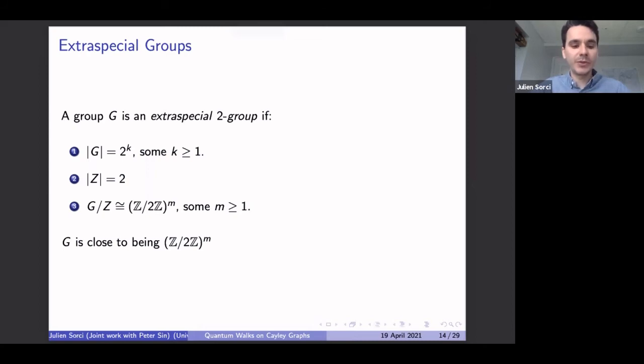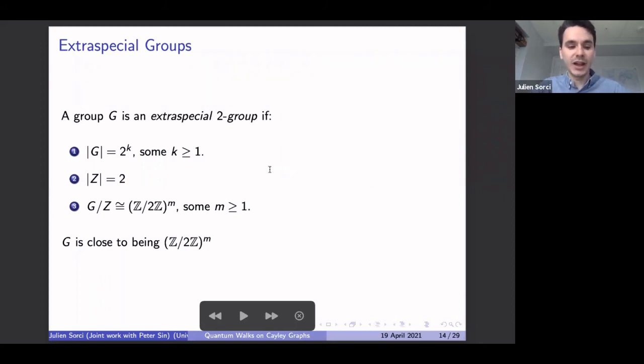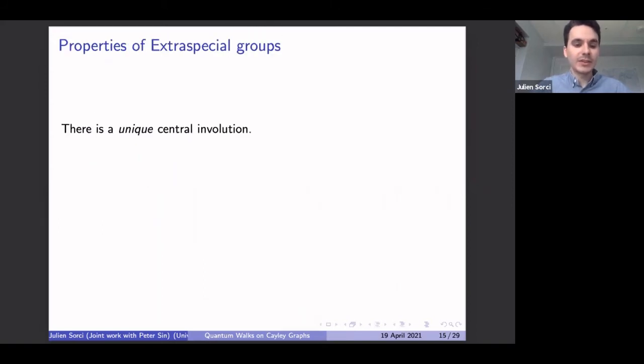And now if you're unfamiliar with what these groups look like, what I'd like for you to think of is that these groups are close to being an elementary abelian 2-group. So in general, these will be non-abelian groups, but maybe if it's more familiar for you, it's close to being an elementary abelian 2-group in a certain sense. Okay. And now why do we care about these groups? Well, since the center has order 2, there's a unique central involution in these groups. And so it seems like in theory that it might be a little bit easier to determine which vertices might be strongly cospectral based off of our result.